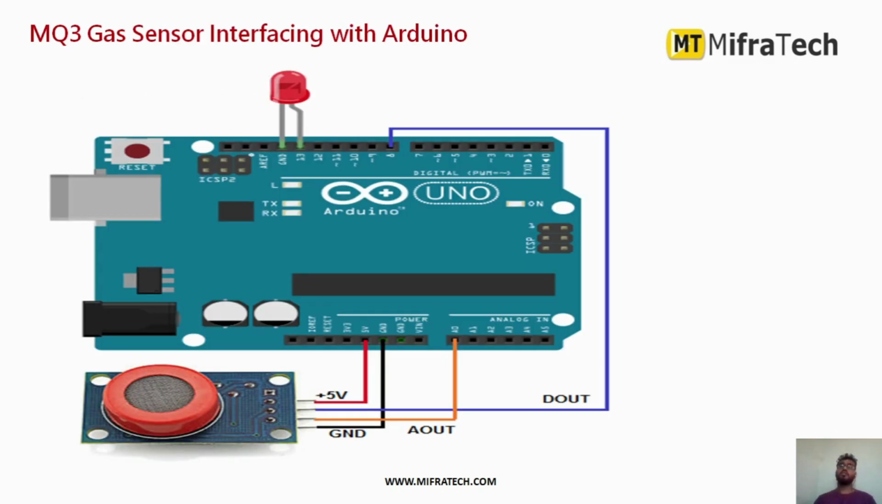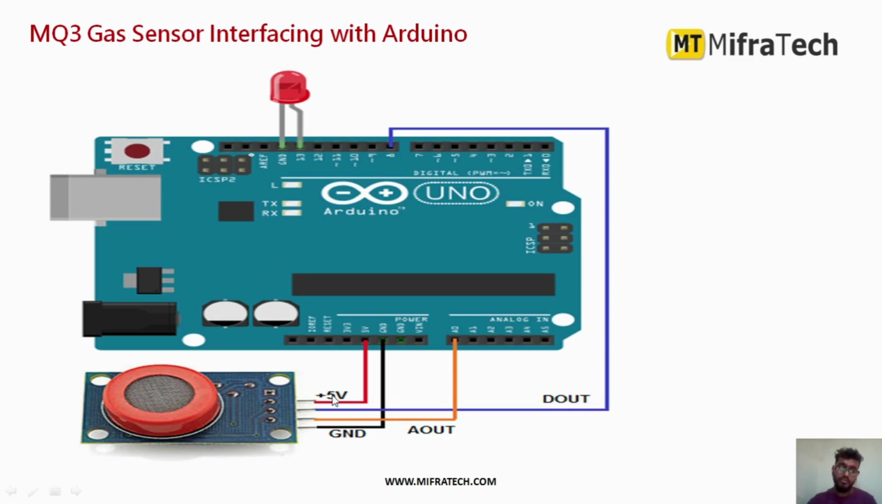It is mainly used for alcohol detection, wherever you want to detect the alcohol concentration, you can make use of this MQ3 alcohol sensor. Next we will see how to interface this MQ3 gas sensor with Arduino Uno, and whenever alcohol is detected, we will blink the LED.